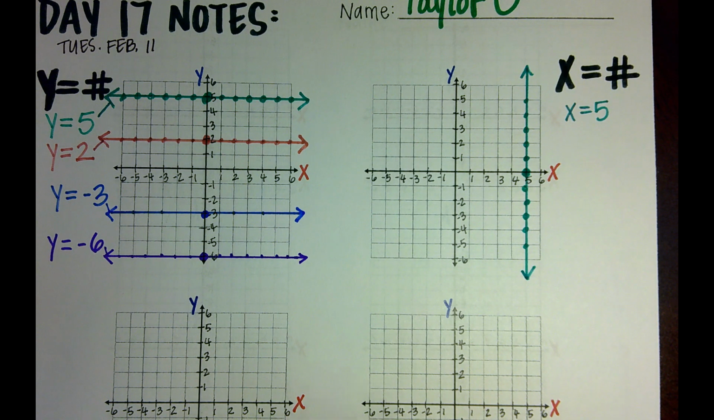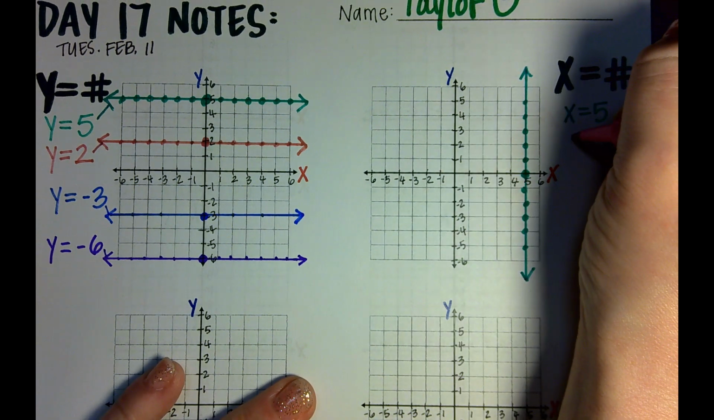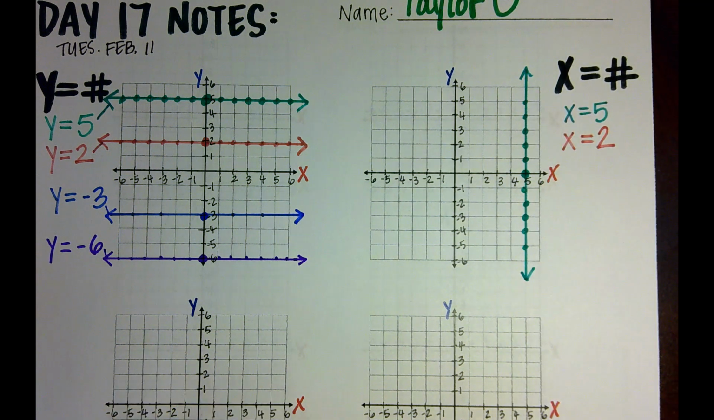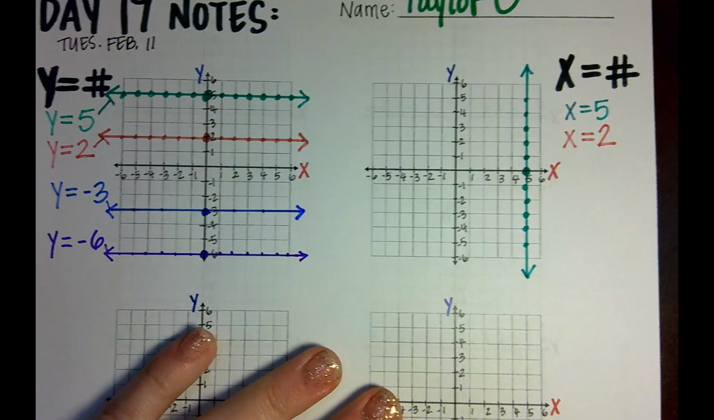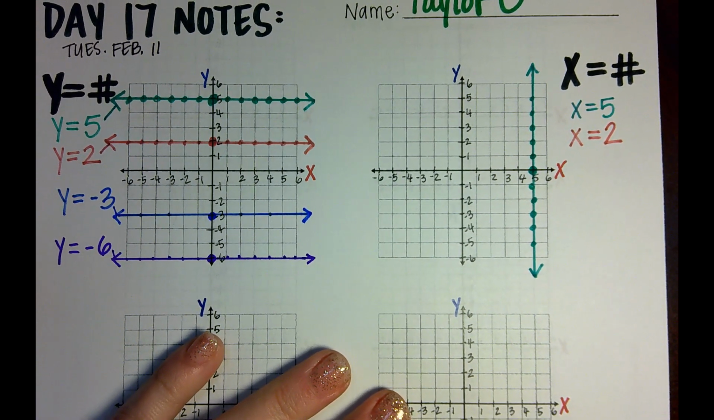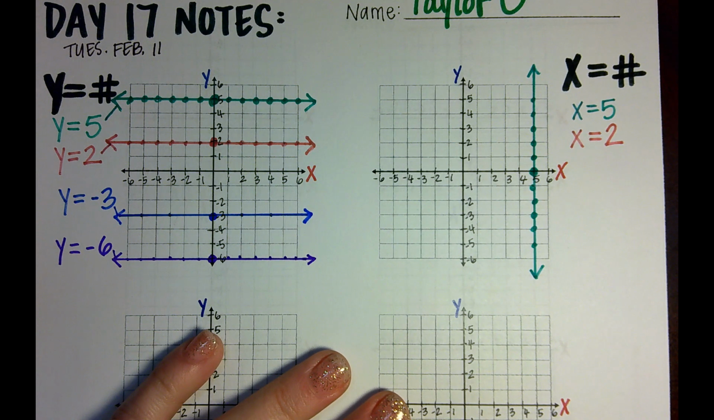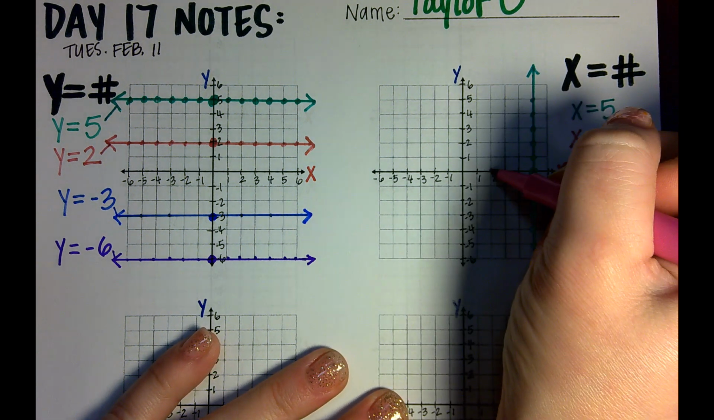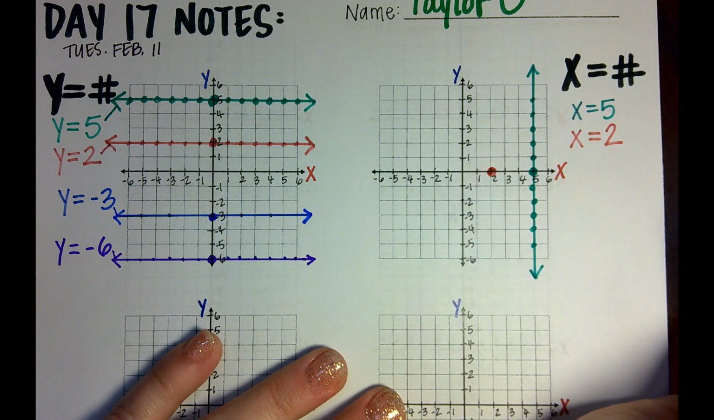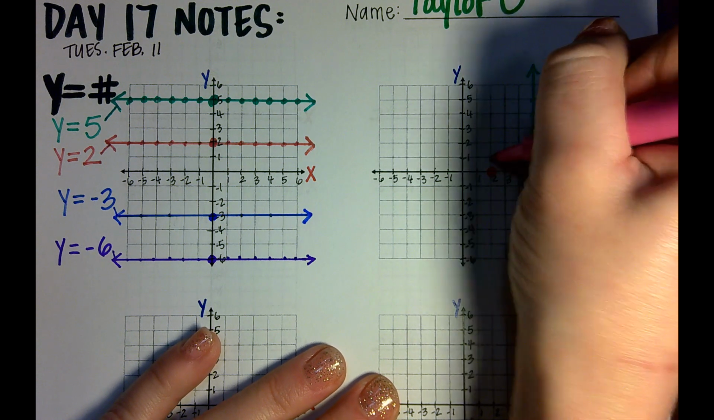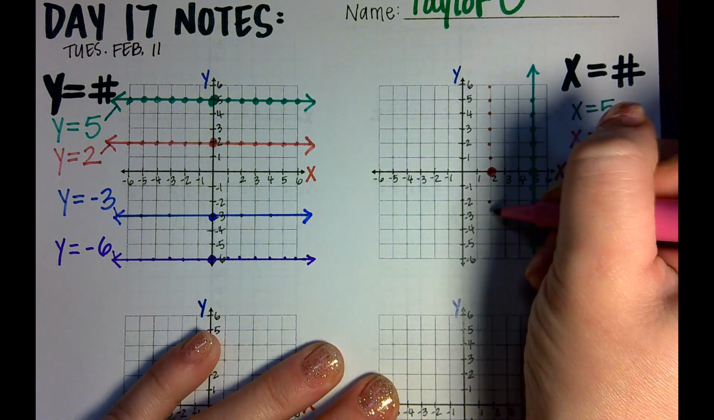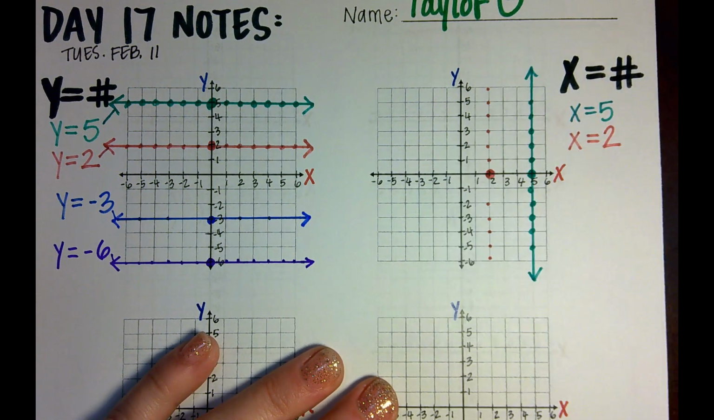What about x equals 2? Perfect. 2 on the x-axis. And go up and down. It can be anywhere on the y, but x is always 2. Good.